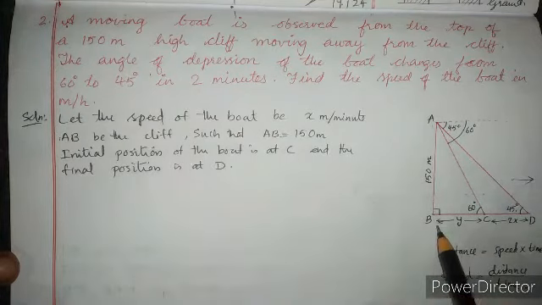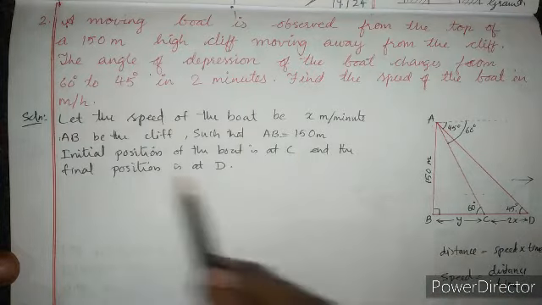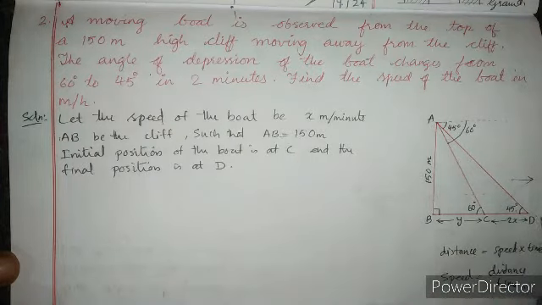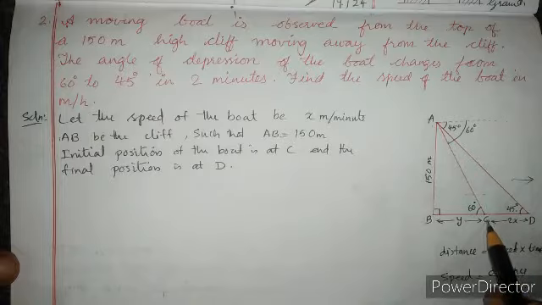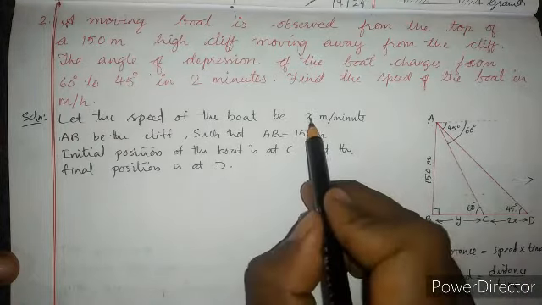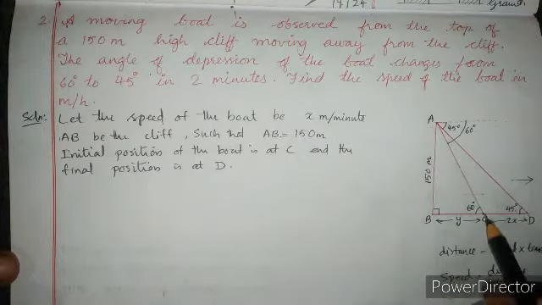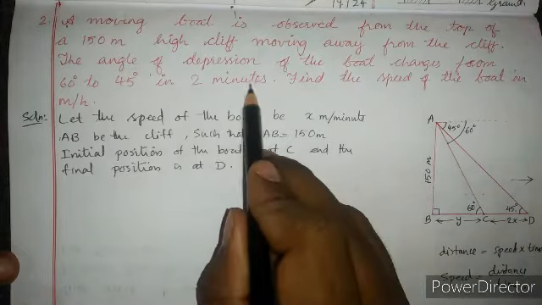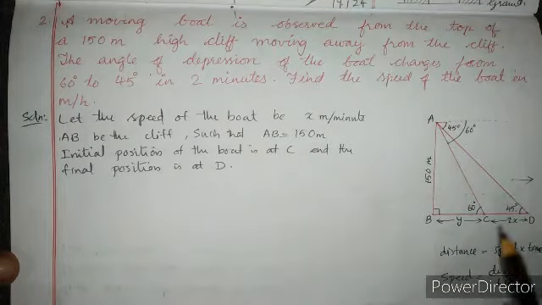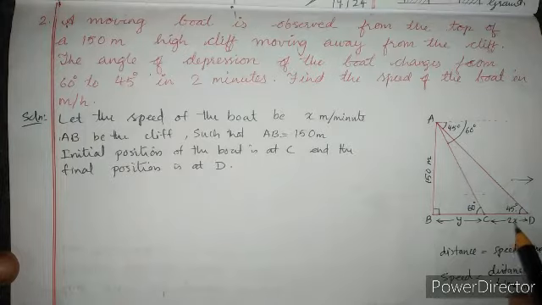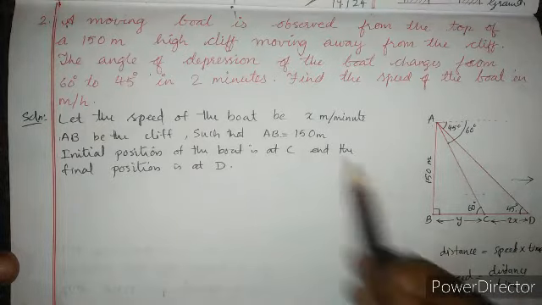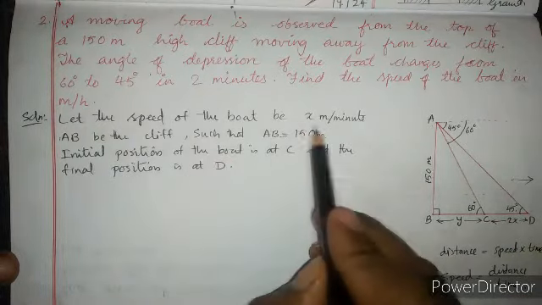AB is the cliff such that AB is 150 meter. The initial position of the boat is at C and the final position is at D. Okay, clear with that one? You know distance is equal to speed into time. तो C से D तक का distance कितना होगा, speed into time. Speed कितना लिया था, x लिया था. C से D तक आने के लिए कितना वक्त लिया था, 2 minutes लिया था. So speed into time, that's why we have written here as 2x. Clear, 2 into x, so it is 2 minutes into x.